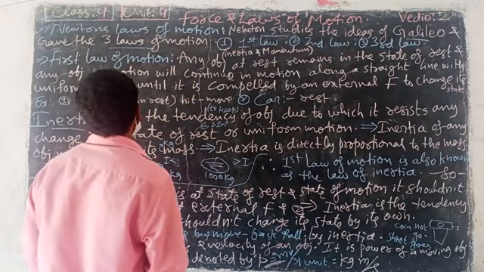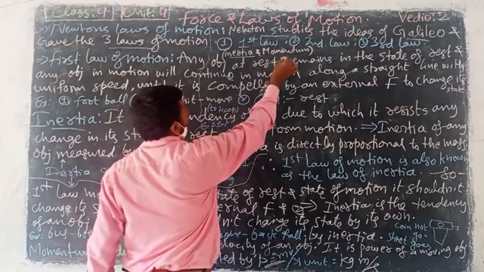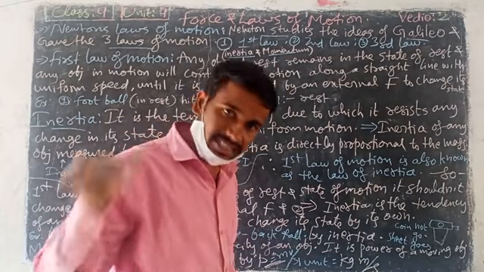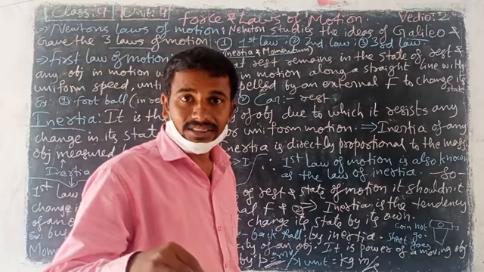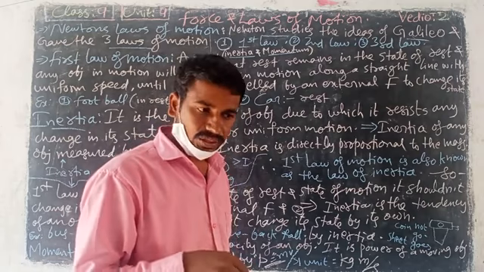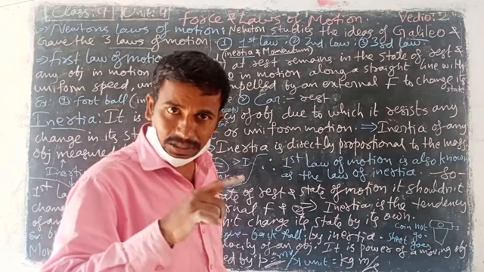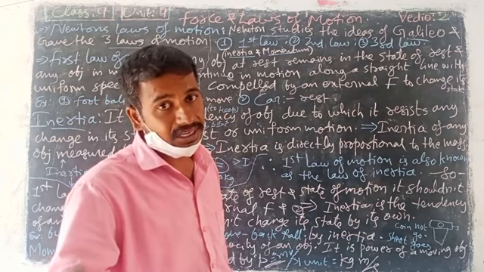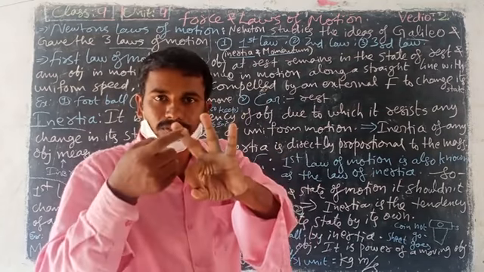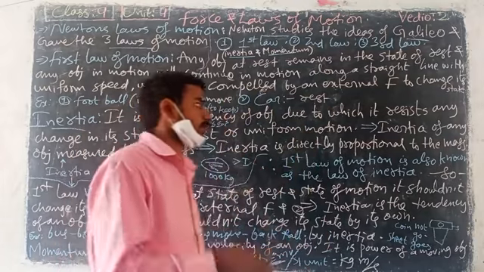Under the first law, look here. Under the first law, two points are there: one, inertia; one, momentum. We will study what is inertia under the first law, and what is momentum. The difference between first law and inertia, the difference between inertia and momentum, the difference between first law and momentum, the difference between the three: inertia, momentum and first law. What are the differences? Look here.